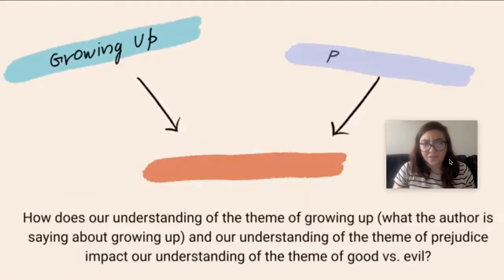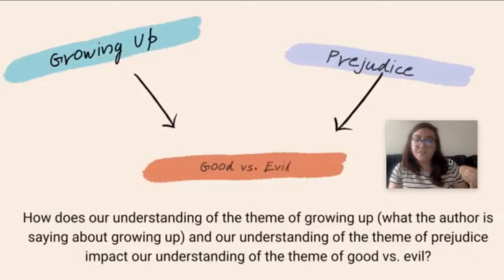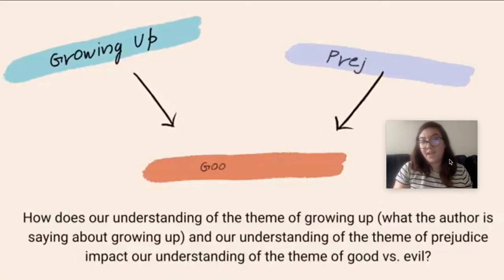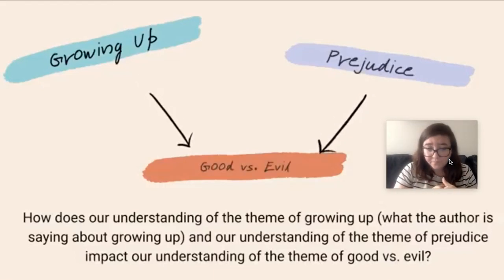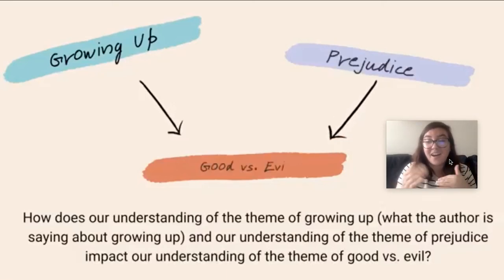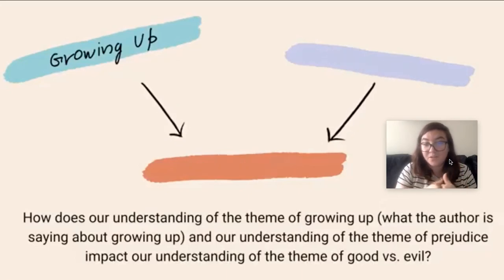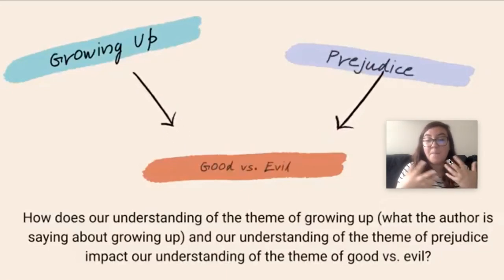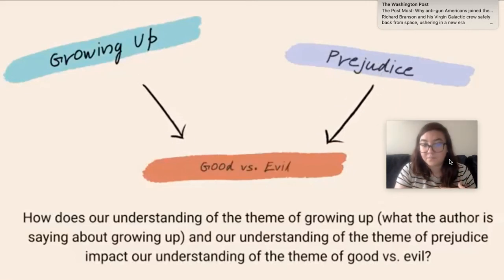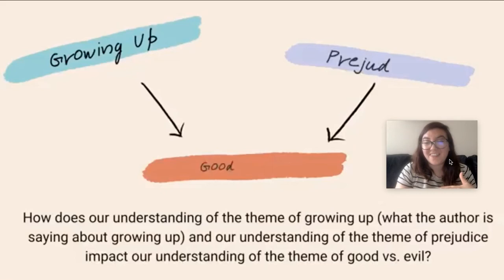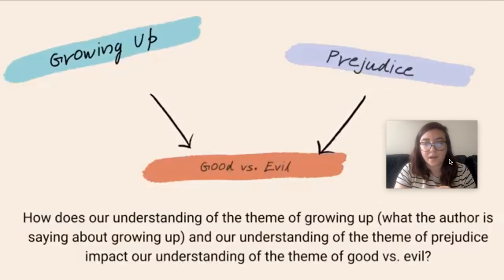So when we think about that, we're looking at how our understanding of what the book is saying about growing up, that theme, and what the book is saying about prejudice, impacts our understanding of what the book is saying about good versus evil, because we know that themes are constantly intertwining with each other and building on each other to help create a better understanding of some of the larger themes in the text. So when I think about this, this is what I come up with.